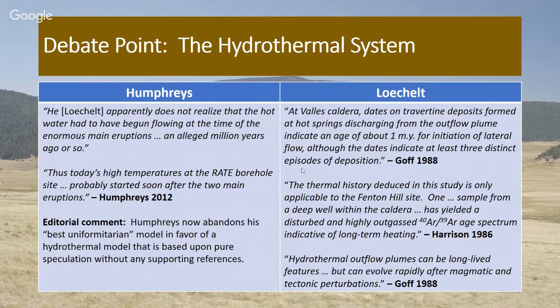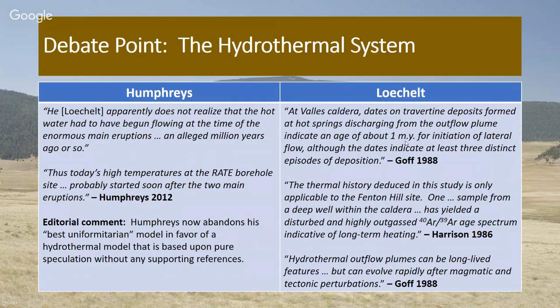But then look at the point Harrison makes. The thermal history deduced at this site is only applicable to the Fenton Hill site. Emphasize that. Only that site, not the whole volcano, not the whole region, only that particular site. It's not only very recent, it's very localized. And to support that conclusion, they make the statement, one sample from a deep well within the caldera has yielded a disturbed and highly outgassed argon age spectrum indicative of long-term heating.